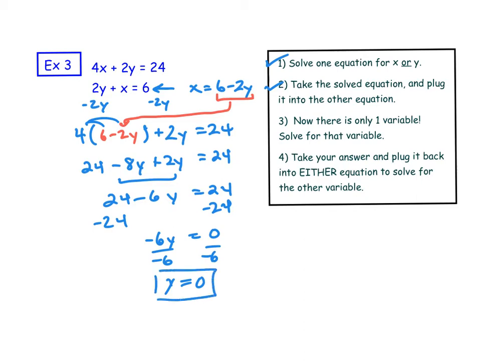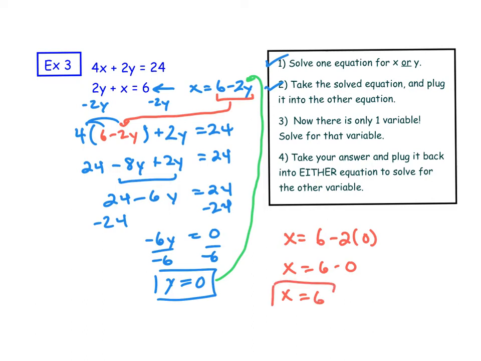All right. So then, since we solved y is 0, I can plug that into this equation, and I have x equals 6 minus 2 times 0, because y is 0. So x equals 6 minus 0, which is 6. So our intersection point is going to be 6, 0.